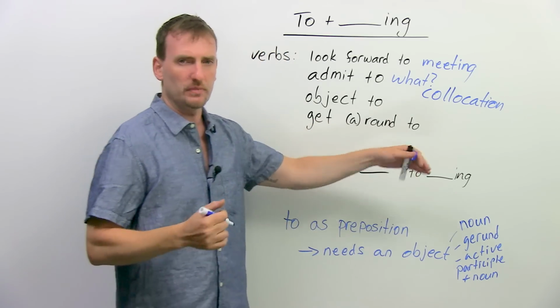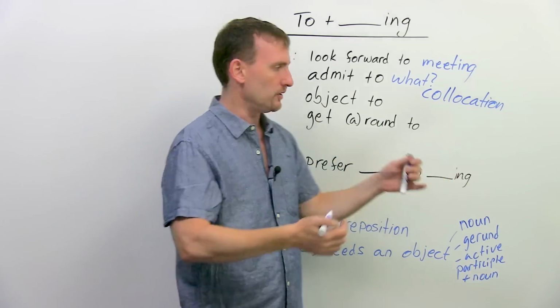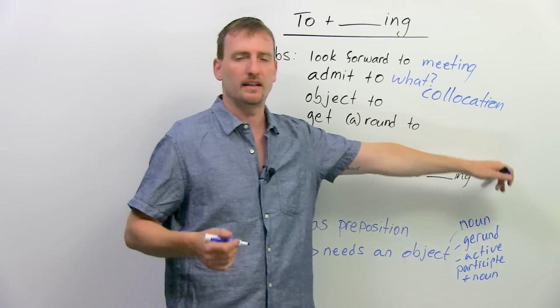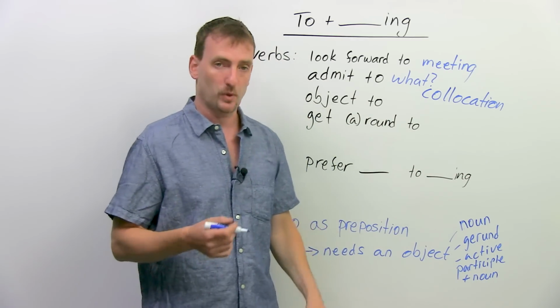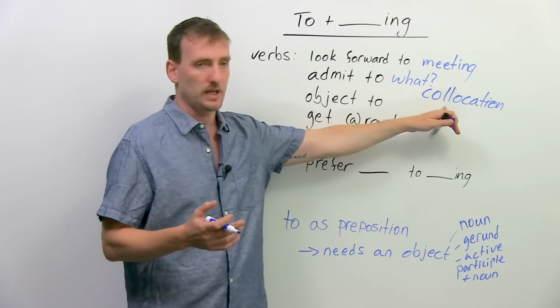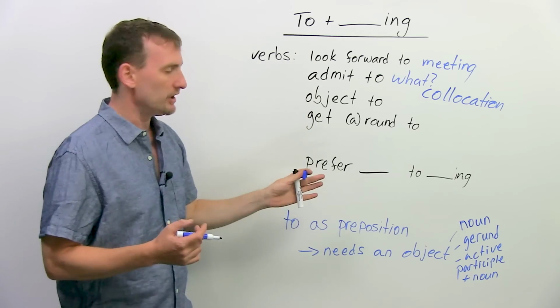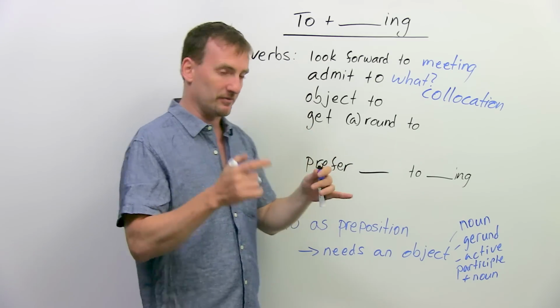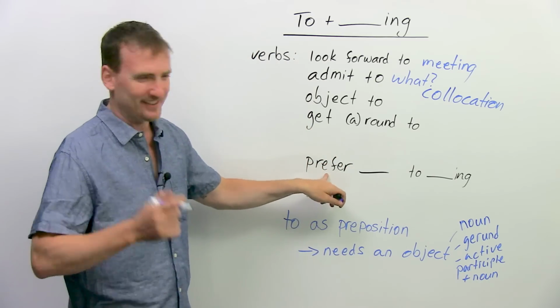Get around to means you will do something, okay? So I'll get around to handing in the proposal later today, okay? So basically what you have to do is just remember these collocations. Where it gets a little bit trickier is when you have adjectives, but before that, I forgot to mention.